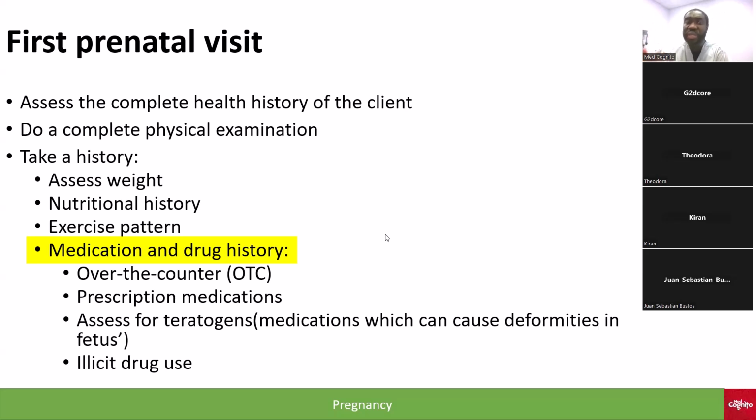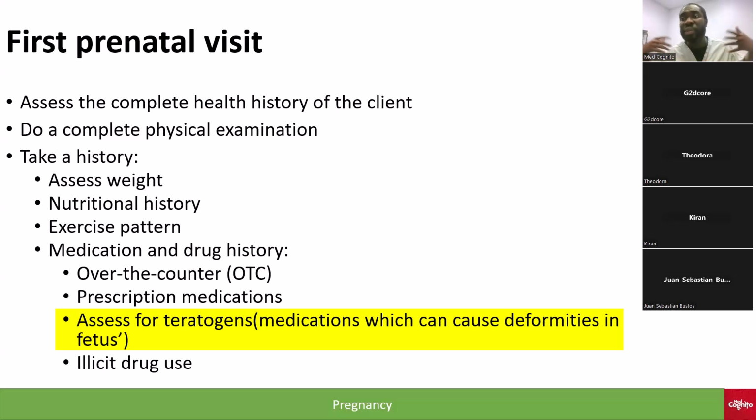And in the medication history, you want to assess if the client has been on any over-the-counter medications, any prescription medications, right? Has the patient been taking any teratogens? When I say teratogens, I mean medications that can cause deformity of babies. For example, in the past, there was this medication called thalidomide that people were being given for, I think, nausea in pregnancy. And when babies were being born, they saw that some babies would not have a limb, some would not have an ear, some would have multiple deformities. So you want to find out if the patient is taking any teratogenic medication. Because if the patient is taking any teratogenic medication, they have to stop it.